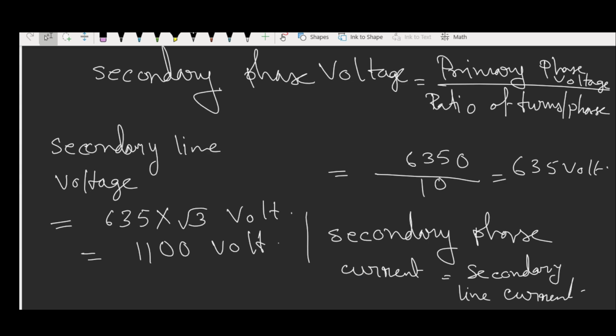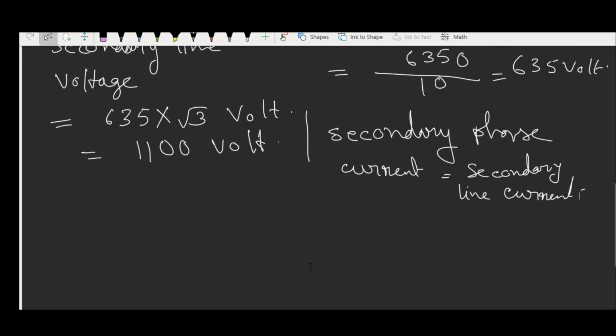Now what else we have to calculate? The secondary current. So secondary current, obviously here also you should handle the phase information. So if phase voltage is attenuated by a fraction of 1 by 10, so current will be amplified by 10, so this will be the secondary current, that is 150 ampere.